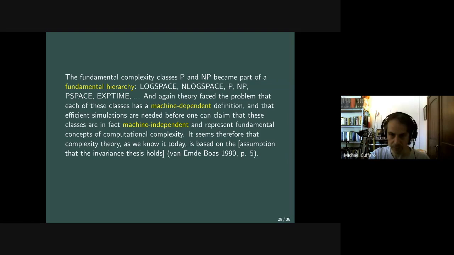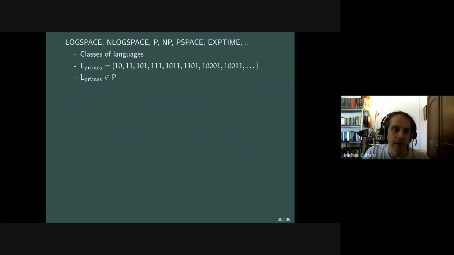One thing I want to point out is that, first of all, these complexity theory classes, strictly speaking, are classes of languages, right? And so when we compare them, we're comparing different languages to one another.